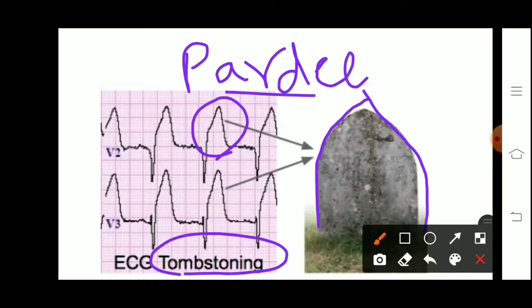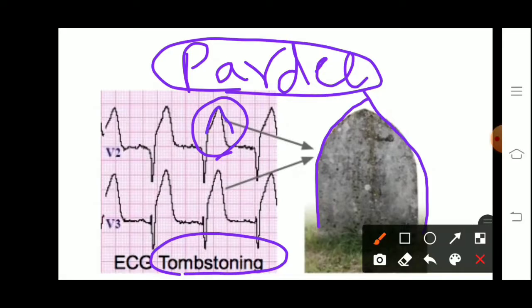P-A-R-D-E-E. This is Pardee sign. So these are seen in case of myocardial infarction where ST segment elevation occurs convex upwards. It is convex upwards. There is some condition in which concave upwards will occur, that is actually acute pericarditis. That you need not know here. It's a case of medicine.